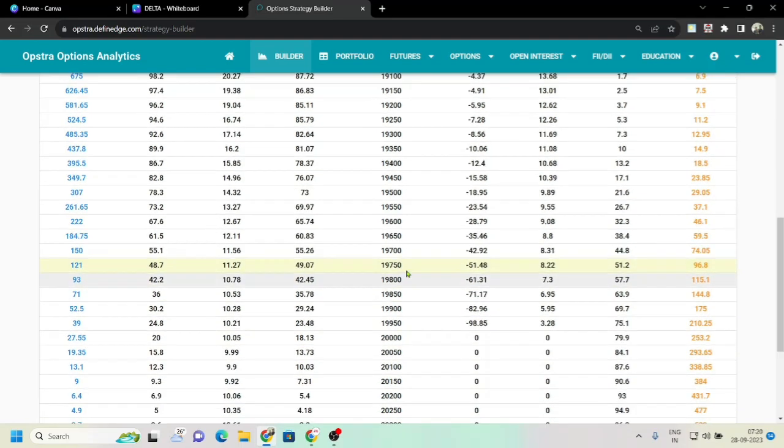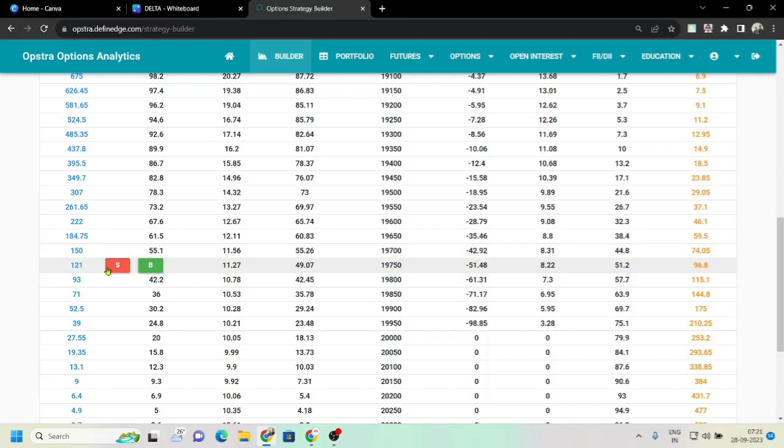Okay, 19,750 the ATM, call delta is 49.07, put delta is minus 51.48. The variation in delta will be slightly here and there because the Nifty is not a round figure. Therefore there may be a slight difference. Approximately it will be 0.5. When Nifty increases 100 points, this 19,750 strike will increase approximately 50 points.